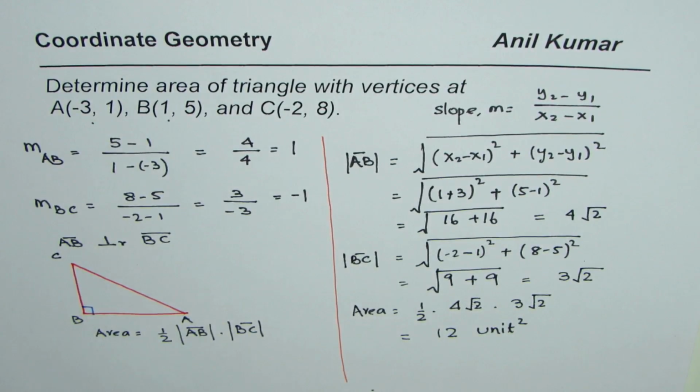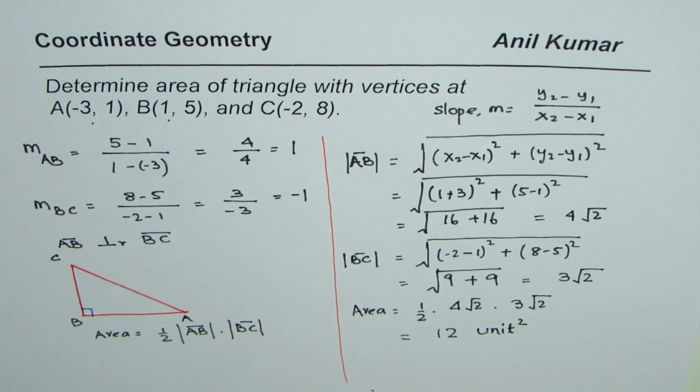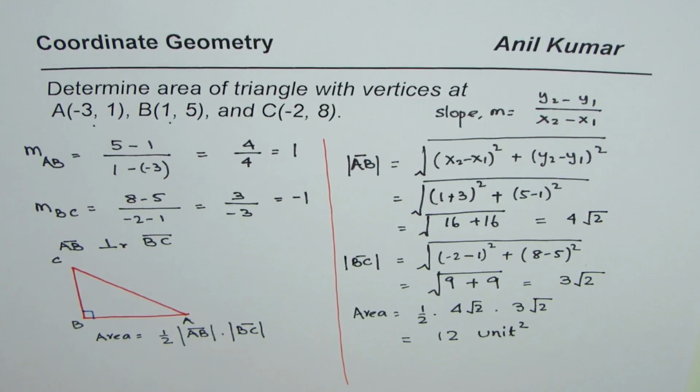So that is how you can find the area of a triangle if it is a right triangle. We'll take a few examples where the triangles are not right triangles, and we'll see what kind of method is adopted then. But as I said, it is worthwhile to check if the triangle is a right triangle or not, especially when you need to find the area.